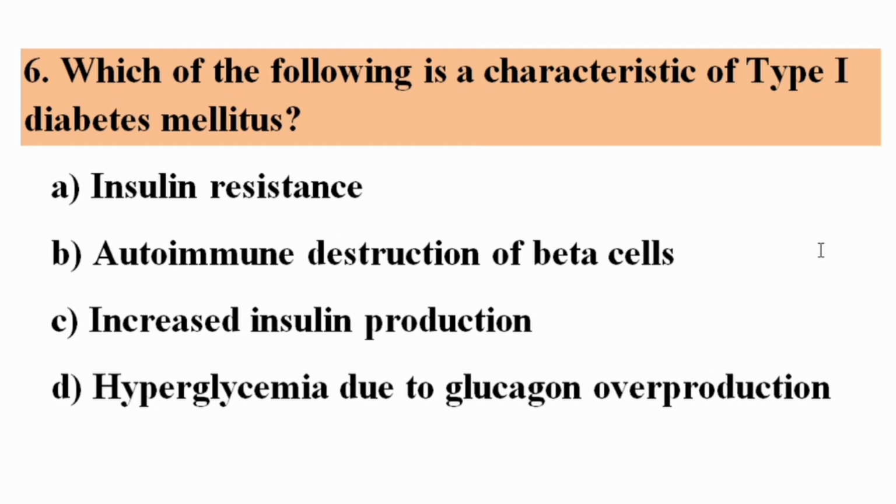Which of the following is a characteristic of type 1 diabetes mellitus? The right option is beta. Autoimmune destruction of beta cells.